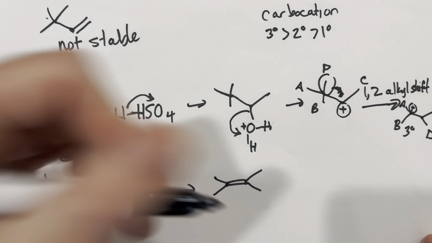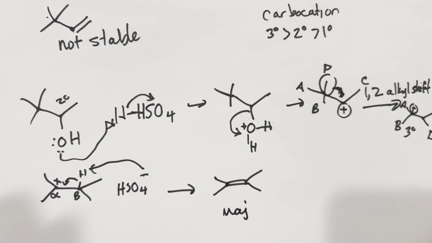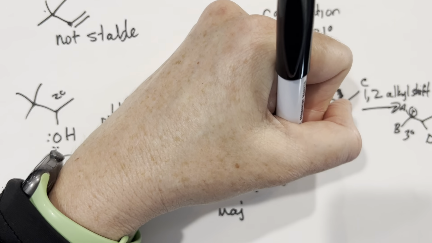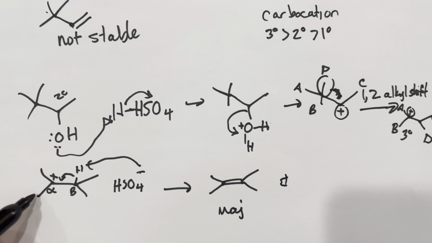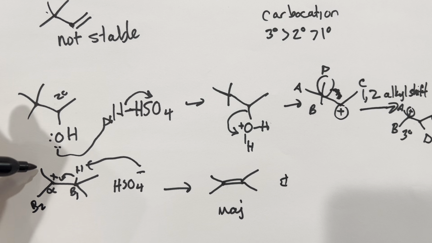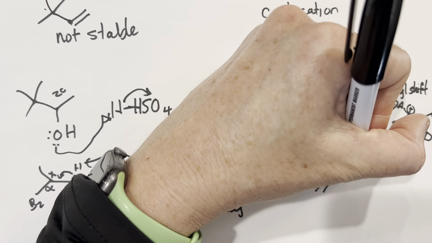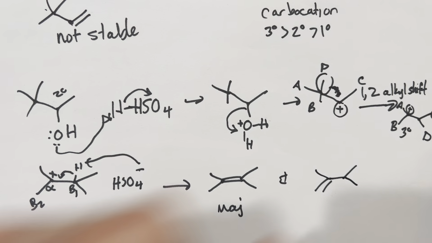Okay, and this would actually be our major product because it's obviously more stable. You could still also get the minor product, where if this was our beta 1, you could have put a beta 2 right here or right here, and you would have gotten that.